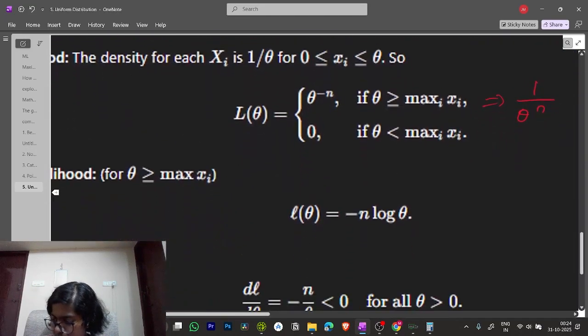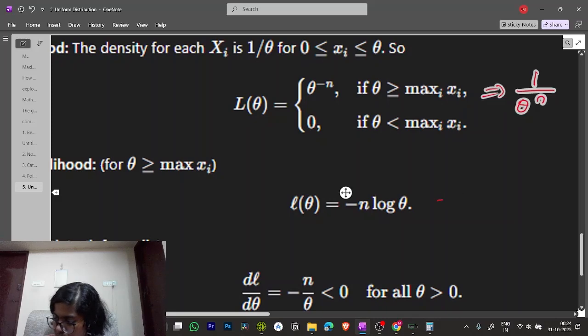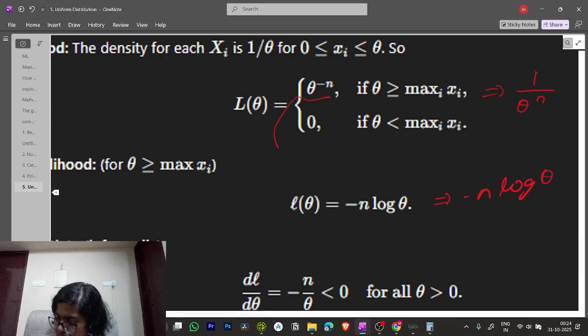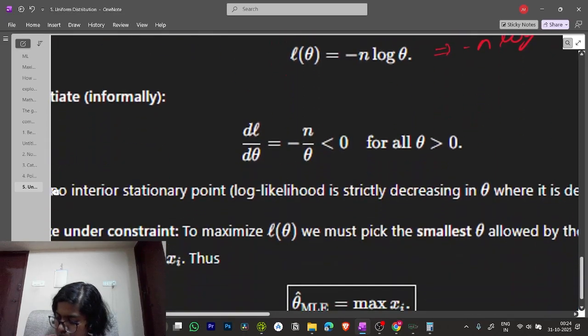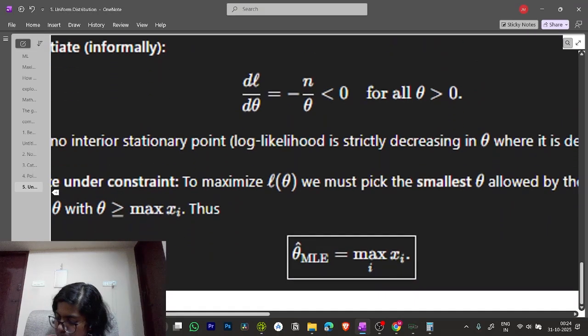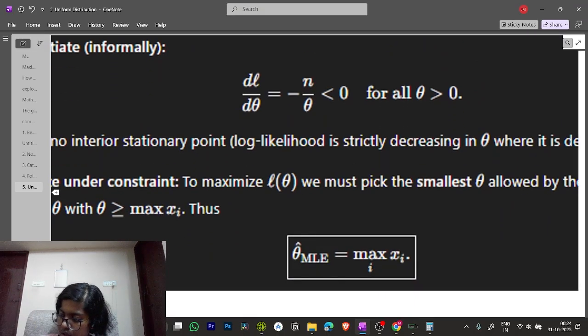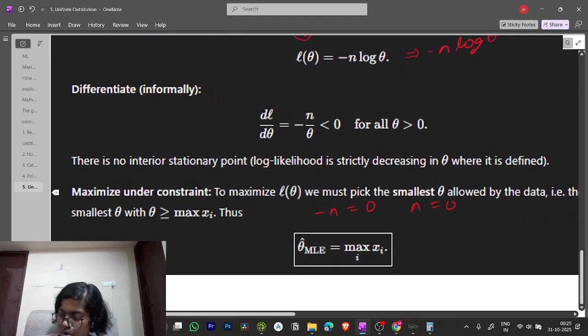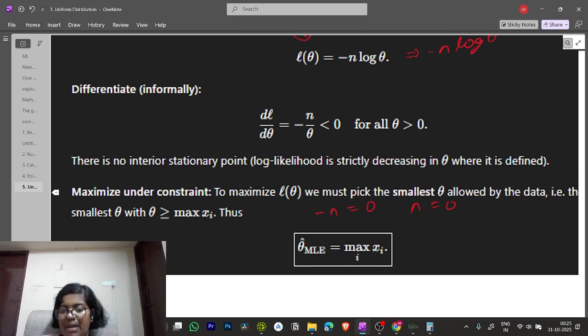Okay, so for the log likelihood, it's nothing but minus n log theta, as you can see from here, and we find the differentiation. We get minus n divided by theta, and setting it equal to 0 gives n equal to 0. So there is no interior stationary point, so the log likelihood is strictly decreasing. So what we can say is that the MLE is the maximum value of xi.